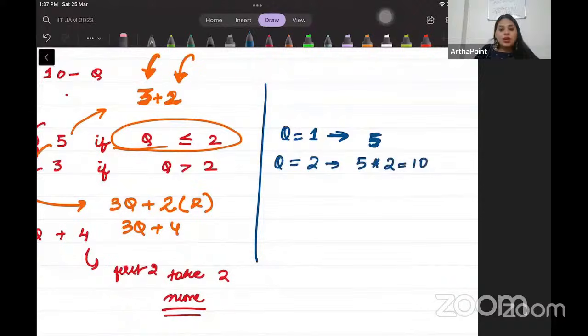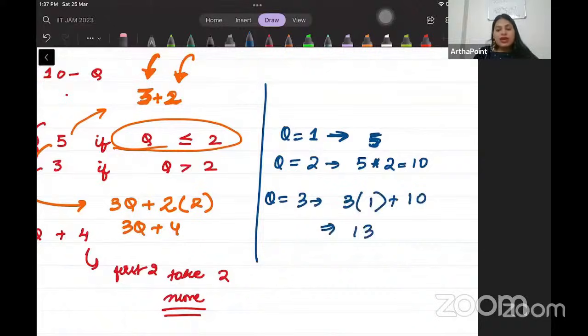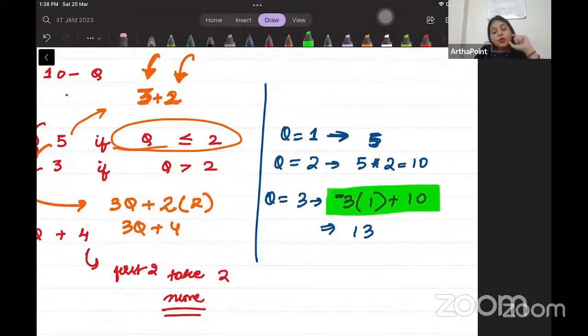But the moment I start from the third unit, when I produce the third unit, then my cost is going to be 3 into 1 plus 10, which is going to be 13. So for any unit above the second unit, I see that my cost is going to take this form: now it's 3Q, but for the first 2 units, I have incurred those additional 10 rupees, right? This is what is going to happen in this case.